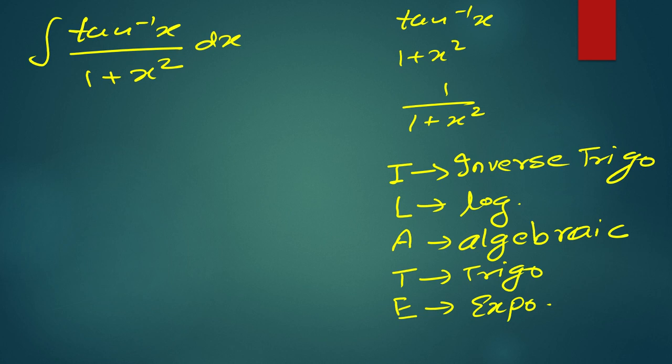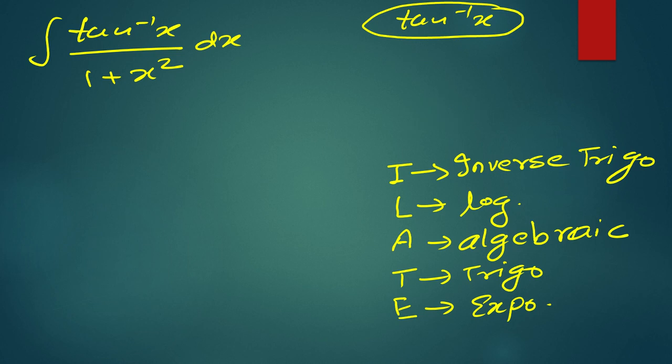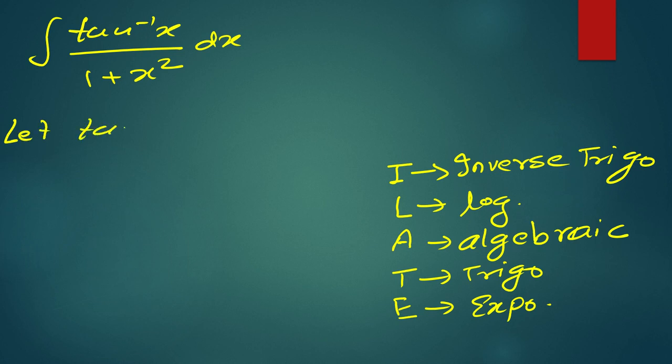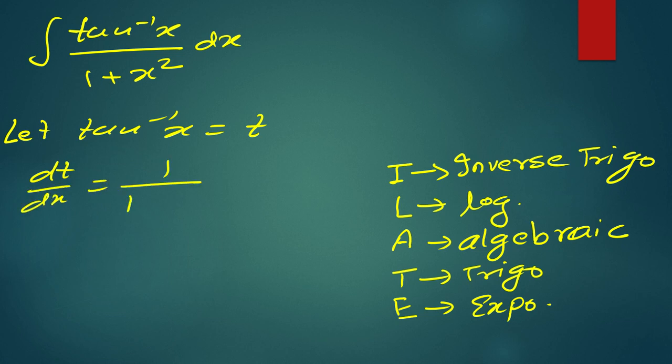So what you can see in this question, we have tan inverse, and tan inverse lies in the category of inverse trigonometric function. So we'll consider tan inverse x as t. So dt over dx is equal to, what will be the derivative of tan inverse x? 1 over 1 plus x square.